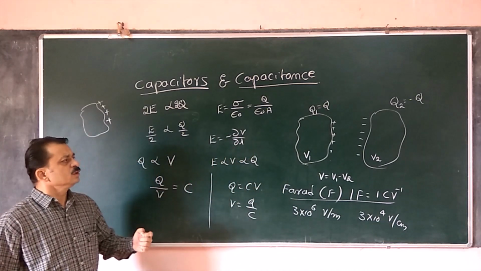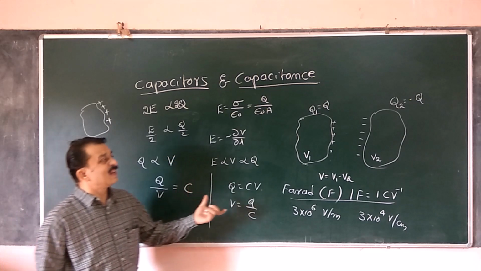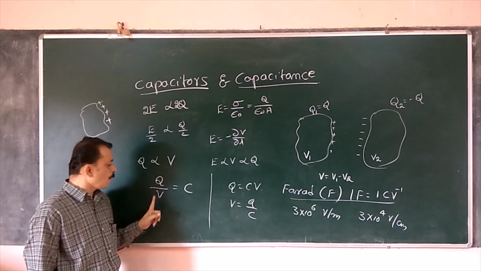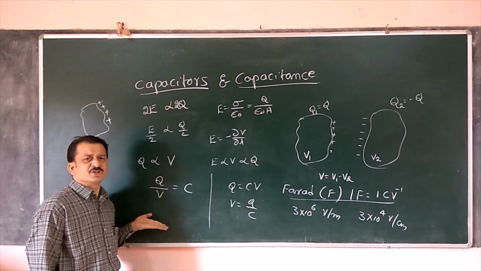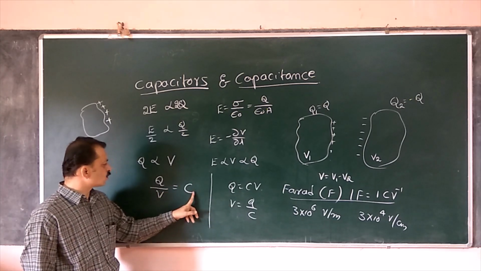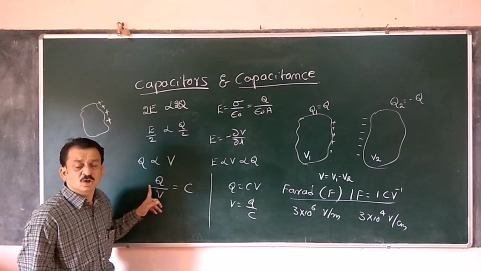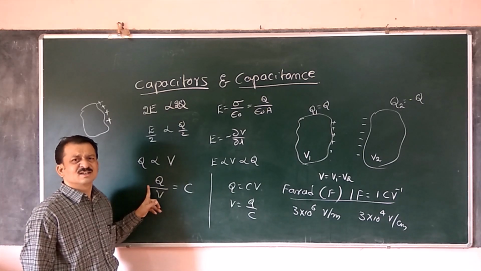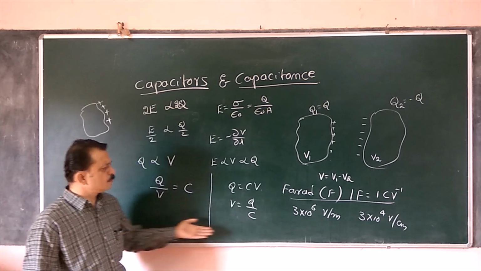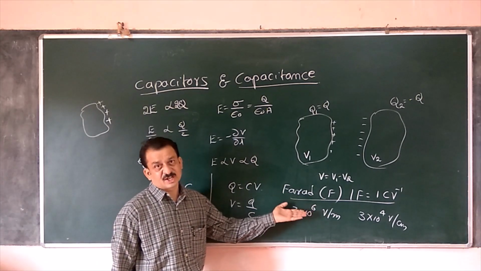So therefore we can get a larger capacitance value by decreasing the potential. By decreasing the potential, we get a larger capacitance, so that we can store larger charges at a smaller potential. Now this is important, that is the dielectric strength.